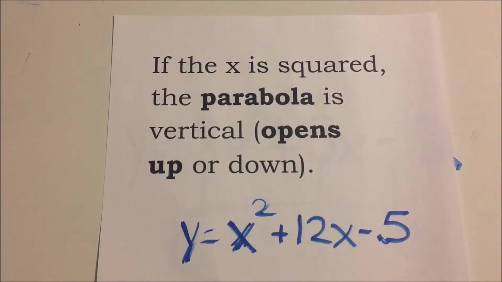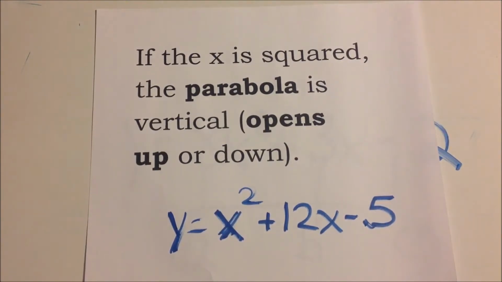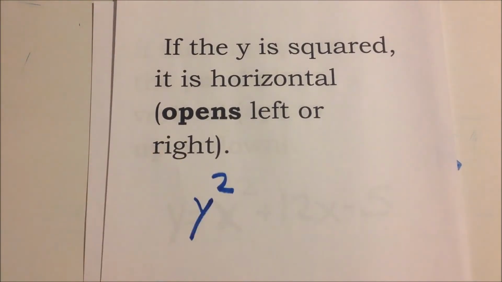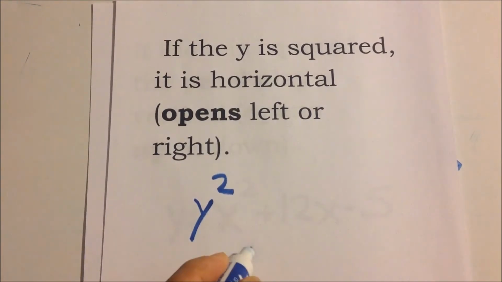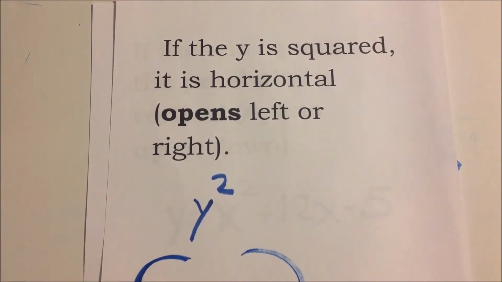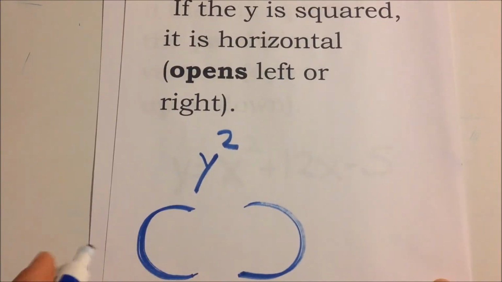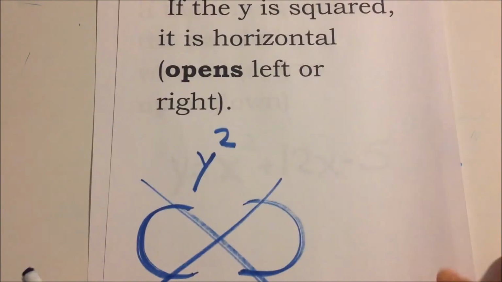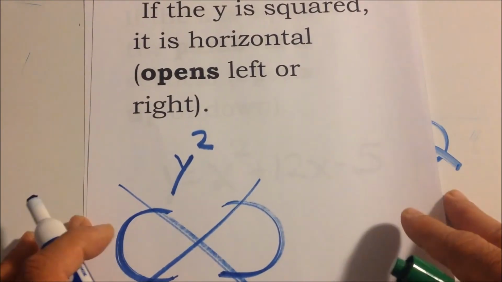Now if the y is squared, it's going to be horizontal. So it's going to open either to the left or right. If it was y squared, you would see the y squared. We'll talk about that in another video. Because if it opens to the left or to the right, it's not a function. It doesn't pass the vertical line test, which we talked about when we talked about linear equations.